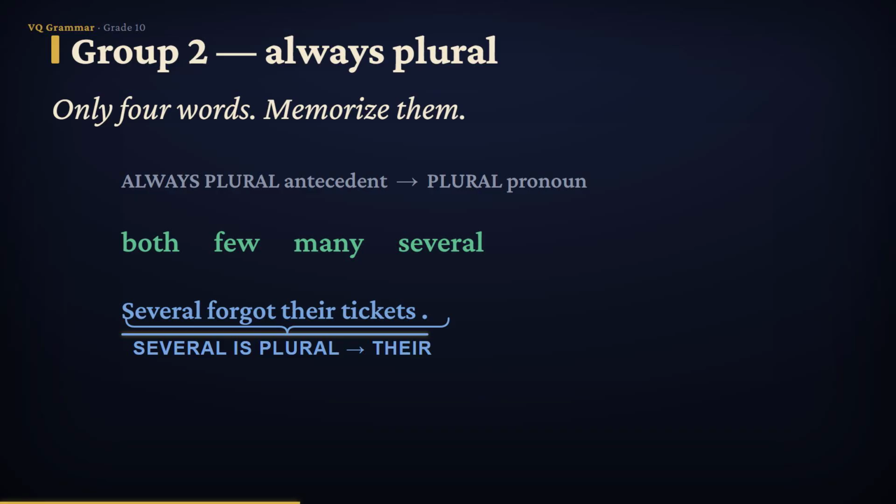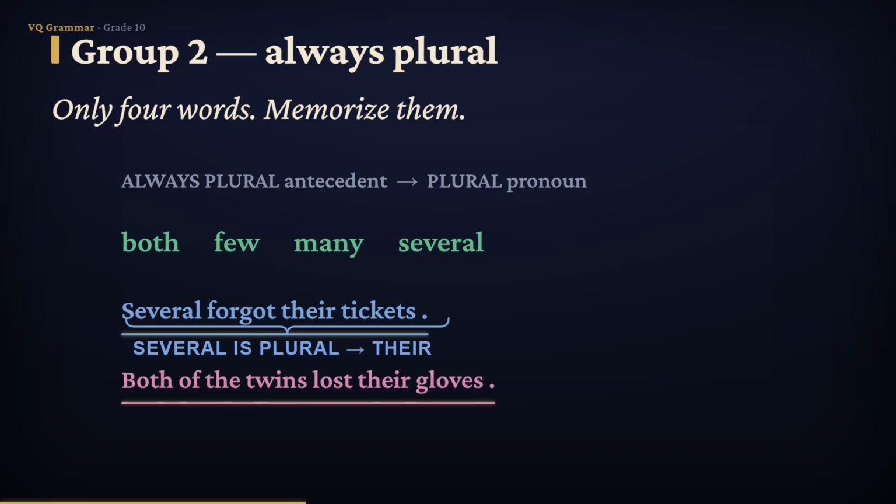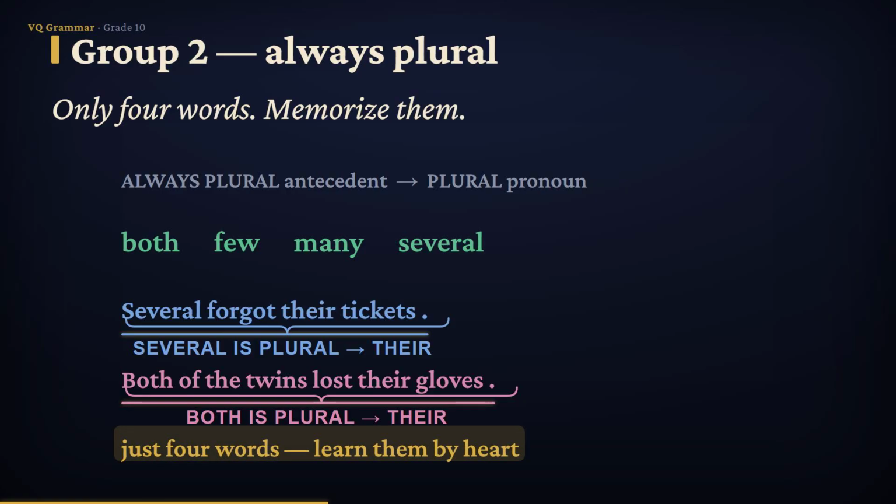The of phrase changes nothing here either. Both of the twins lost their gloves. The antecedent is both, which was already plural before the phrase ever showed up. So there again, four words, and only four. Both, few, many, several. Learn them by heart, and Group 2 is finished forever.